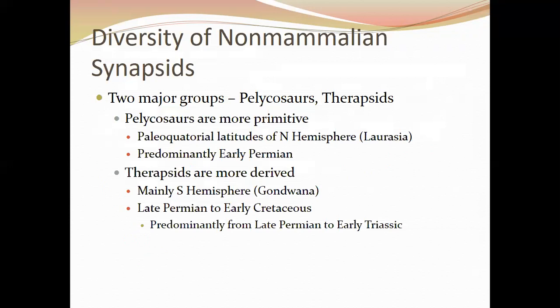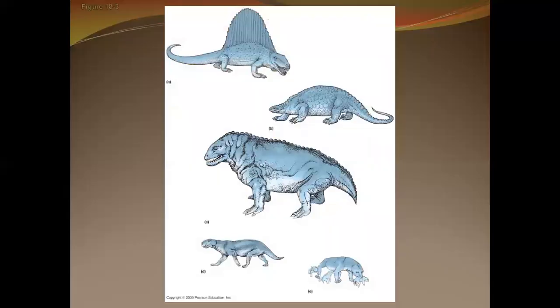So let's look at what some of these groups may have looked like. These are perhaps not what you expected as mammal-like ancestors. The top one is, well, actually just about everyone on this page looks like a dinosaur more so than they look like a mammal. The top one in A is Dimetrodon. It was a sail-back creature. It has that sail structure attached to its spine, likely for thermal regulation. In B, we have a pelycosaur, kind of a generalized one.